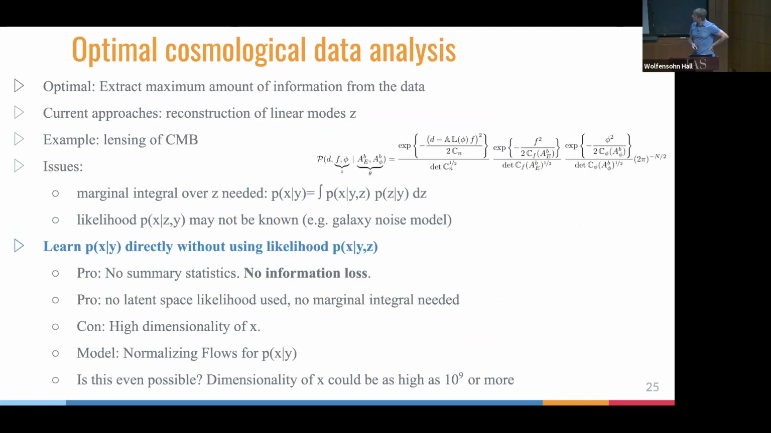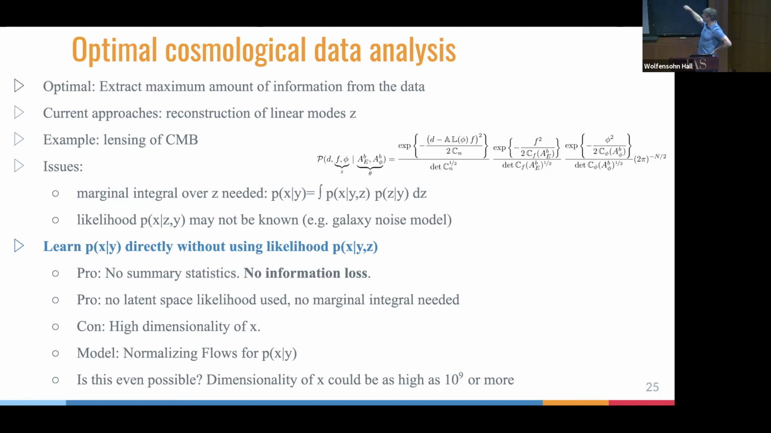So now the question is, can we do optimal cosmological data analysis? Optimal in the sense that we can extract the maximum amount of information from the data. The answer is, well, maybe. The current approach that we and other groups have been pursuing is to try to reconstruct the initial conditions. To give an example, lensing of the CMB would be a model where you are able to write down the likelihood. Think of F as the CMB field in temperature and polarization. It has some power spectrum, so this is its prior, basically.